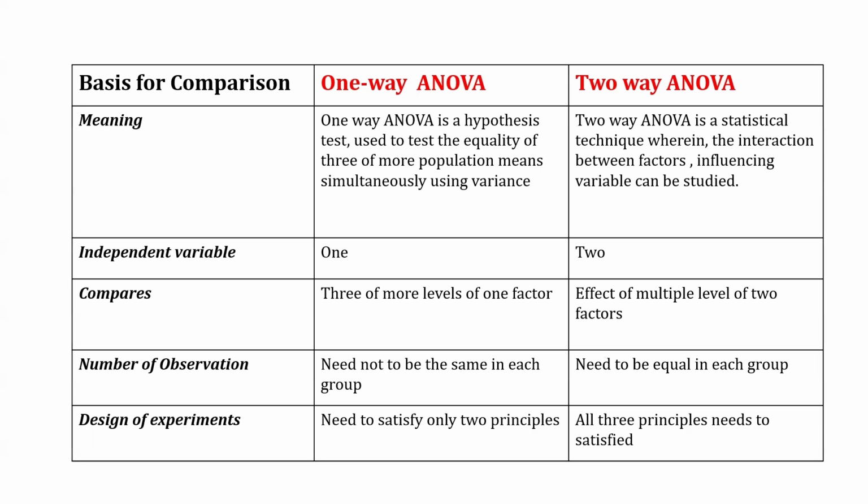So when comparing, there are three or more levels of one factor under one-way ANOVA. In two-way ANOVA, effect of multiple levels of two factors. The number of observations under one-way ANOVA needs not to be the same in each group, while in two-way ANOVA, which is different from one-way ANOVA, it needs to be equal in each group. Now, the design of experiments in one-way ANOVA needs to satisfy two principles. In two-way ANOVA, all three principles need to be satisfied.